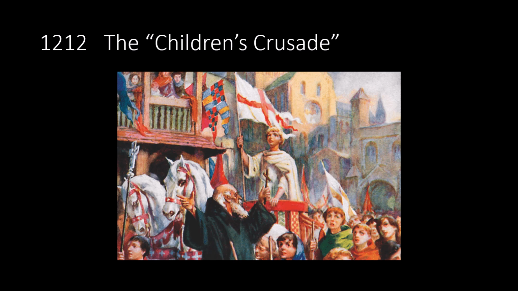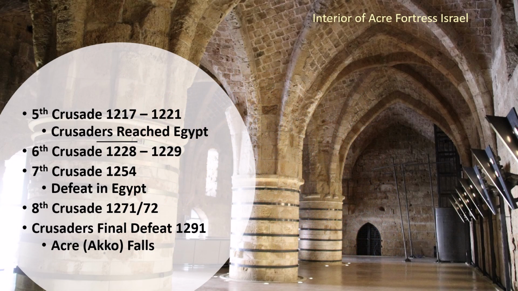Legendary stories emerged claiming that the group was made up of young children, and that many of these were eventually sold into slavery. But these details are commonly agreed to be later fabrications. But all the remaining crusades failed in their objective to retake Jerusalem. In 1291, the last remaining Crusader fortress in Israel, that of Acca, fell to Turkish forces.